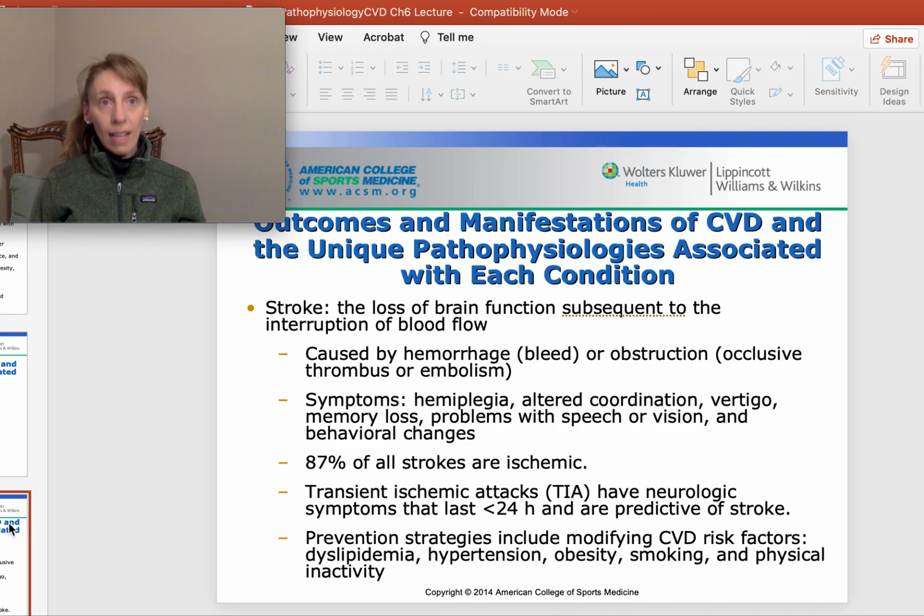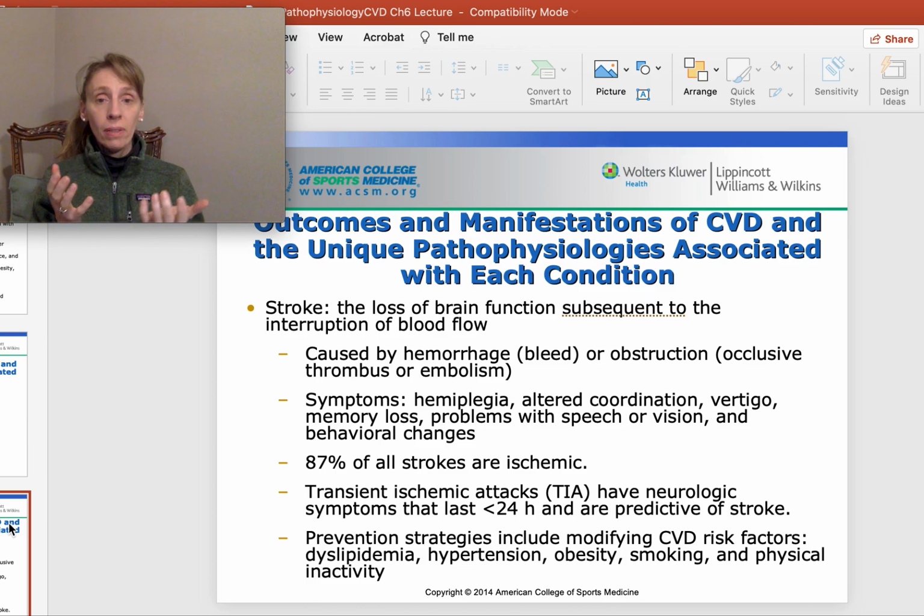Right? So stroke is classified under CVD, cardiovascular disease, but with stroke and heart disease, which kind of goes together, oftentimes we see loss of brain function. So depending on the severity of the stroke, right? There's a few different types of strokes, but ideally we've got a hemorrhagic stroke, which is a bleed, and we've got an obstruction, which is an occlusive, a thrombus, and embolism. Okay, so it's either hemorrhage or obstruction. So it's bleed or it's blockage.